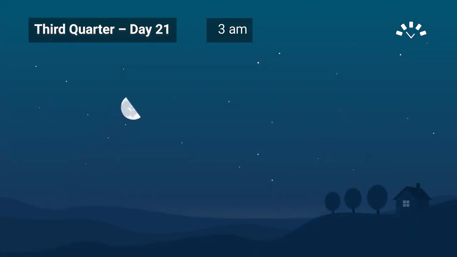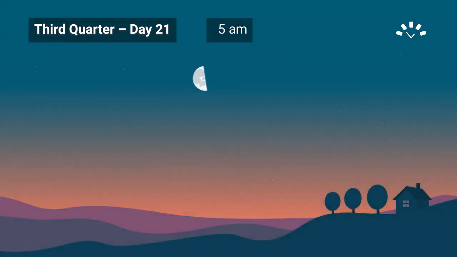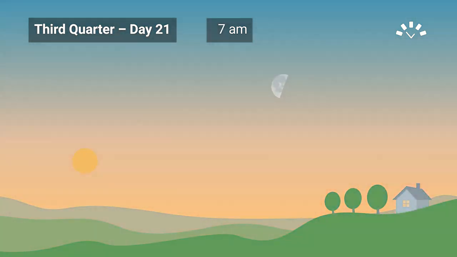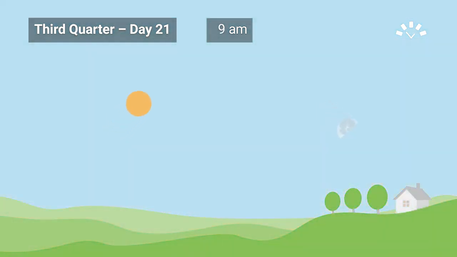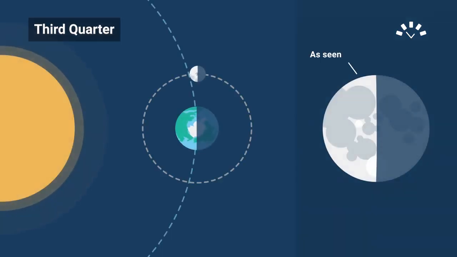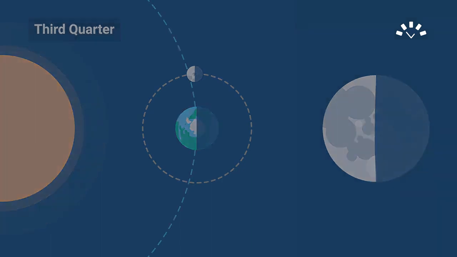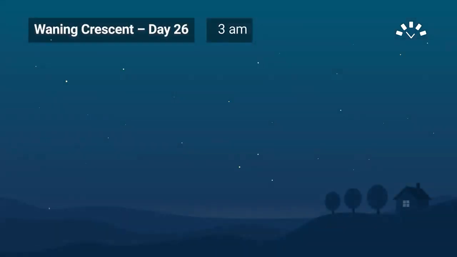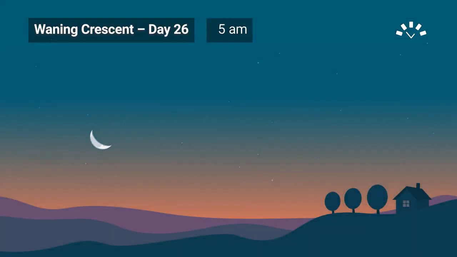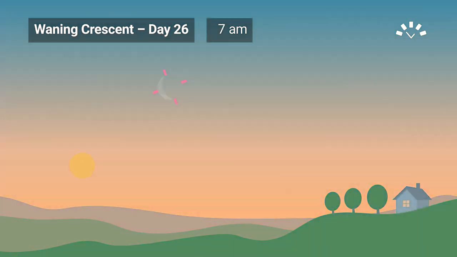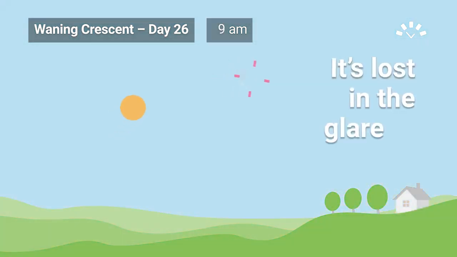About a week after full moon, the third quarter moon is rising around midnight. As before, half of the moon's face is illuminated, but it's the other way around to the first quarter moon 2 weeks ago. A few days after half moon, it shrinks away again, rising as a thin crescent just before sunrise, and once more it's lost in the glare of the sun.